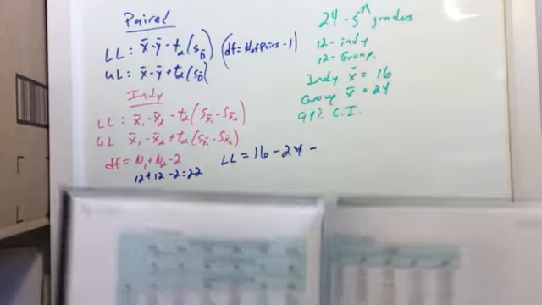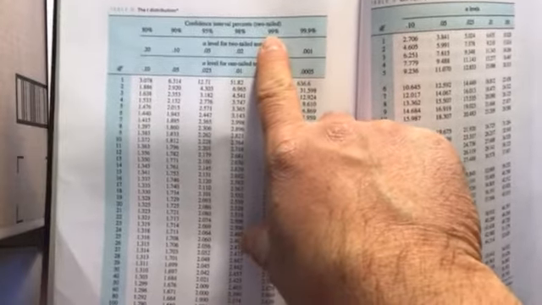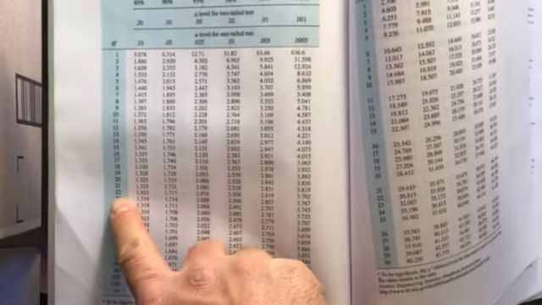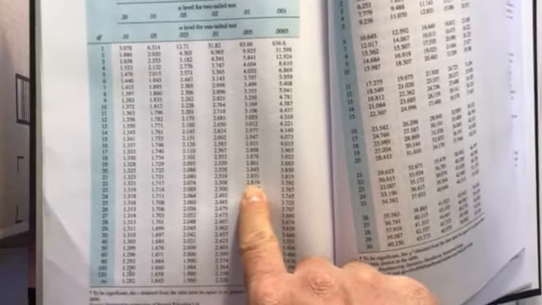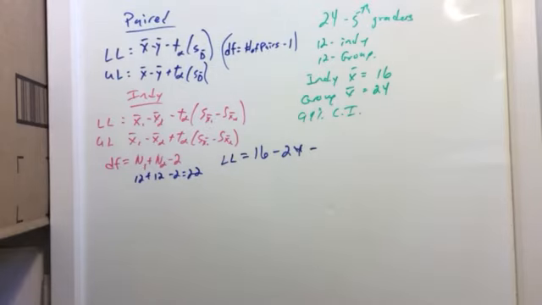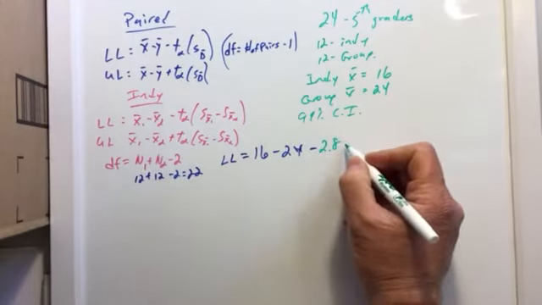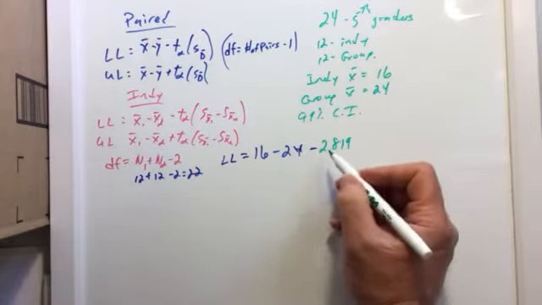So now that we've got our degrees of freedom, we go over here, we go to 99. There we go, 99. We want a 99% confidence interval, and we go down to 22. Right there's 22. We go all the way over here. What do we got? 2.819. So that's our t value. That's how we got our t.